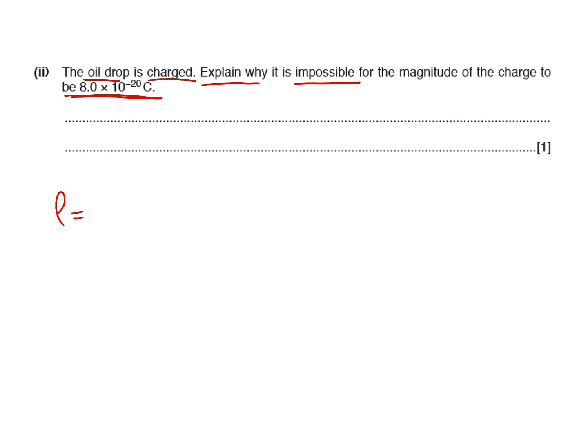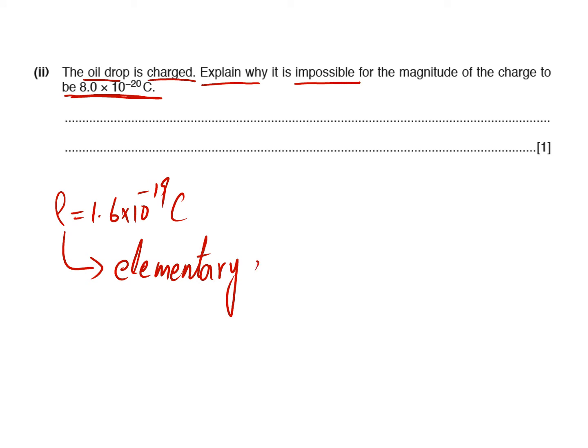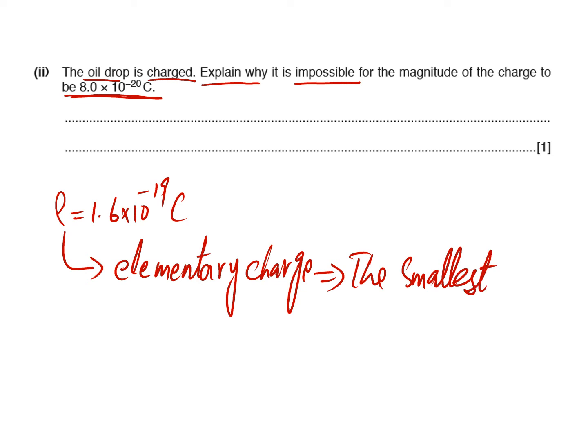The first thing we need to understand is that e is equal to 1.6 times 10 to minus 19 coulombs, and this is called the elementary charge. What exactly does elementary mean? Elementary simply means the smallest possible charge.